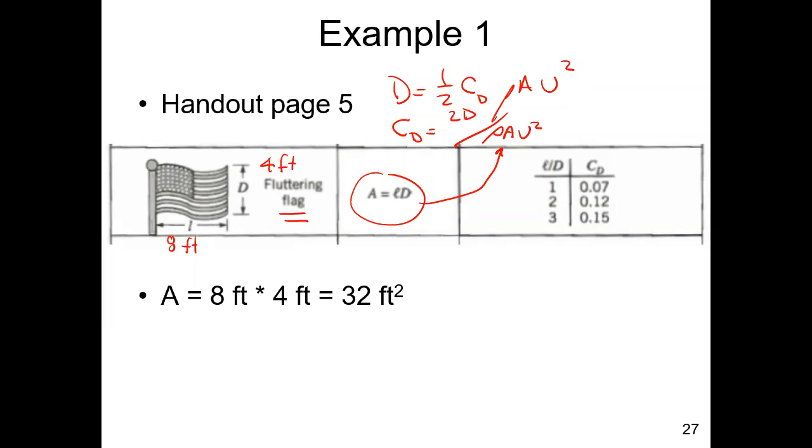So the area in this case is 8 feet times 4 feet, which is 32 square feet. Their length to height ratio, L over D, is 8 feet over 4 feet, which is 2, which means we would get a drag coefficient of 0.10. Okay. And again, the question was, what's the drag on the flag?